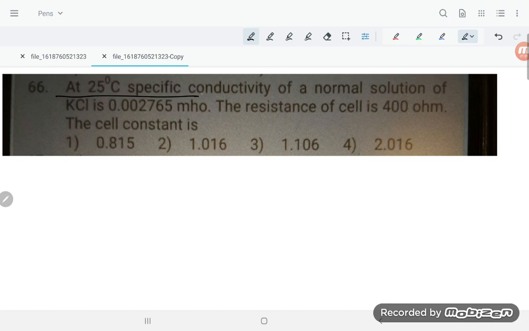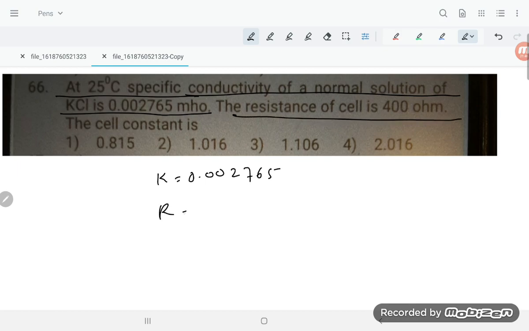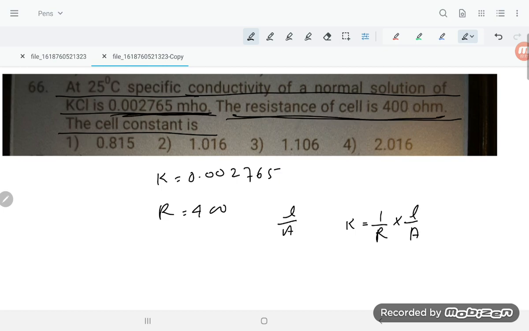At 25 degrees Celsius, the specific conductivity of a normal solution of KCl is 0.002765. The resistance of the cell is given as 400 ohm. They are asking for the cell constant, l by A. So K = 1/R × l/A. The specific conductivity of the normal KCl solution and the resistance are given, and the cell constant is asked.